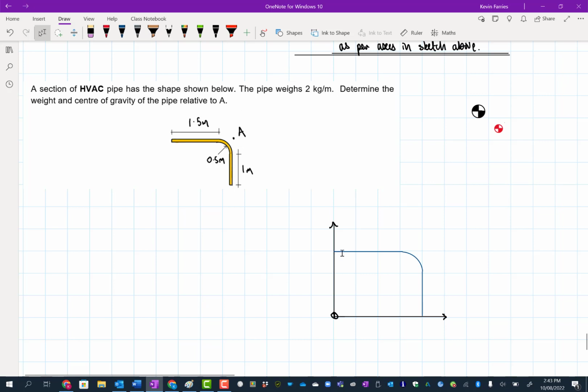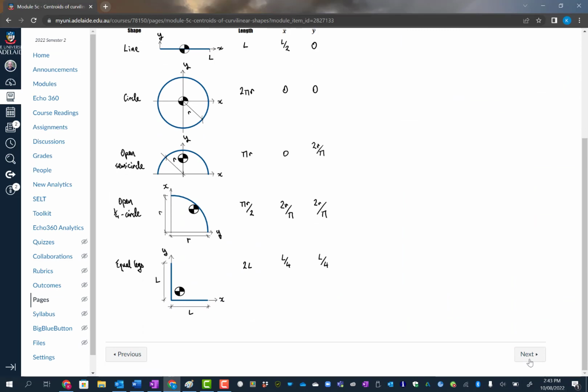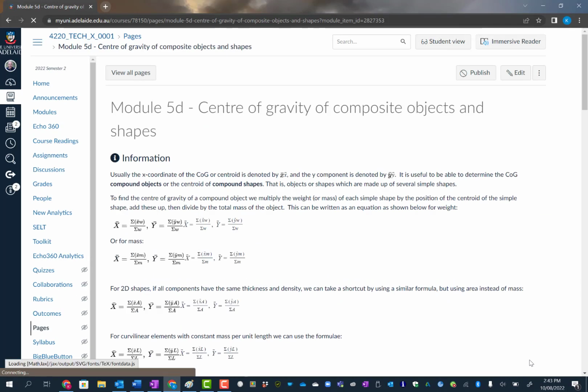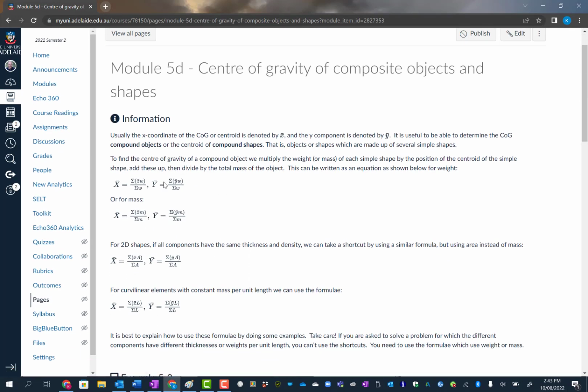That means we can use an equation that's just using the length. I think that was the third equation or something like that. Let's go back to those and have a quick look. We had all these different options. We're now looking at curvilinear elements. We've got constant mass per unit length, then we can use this formula.